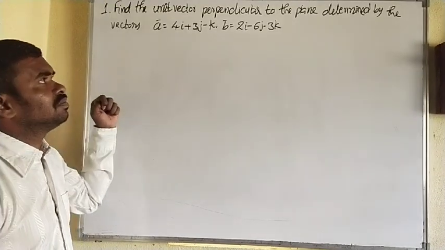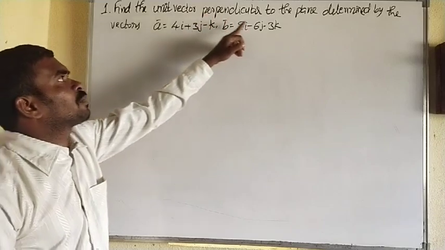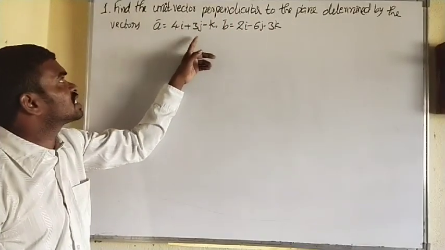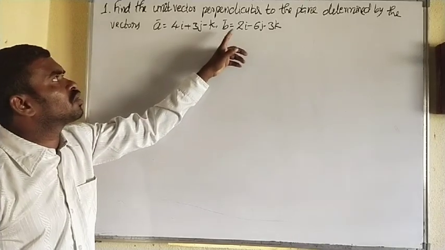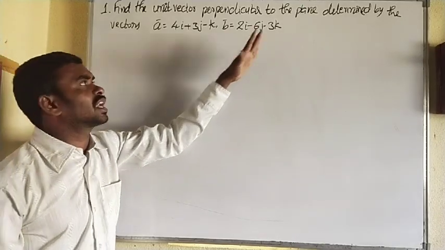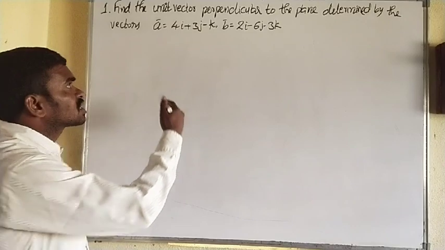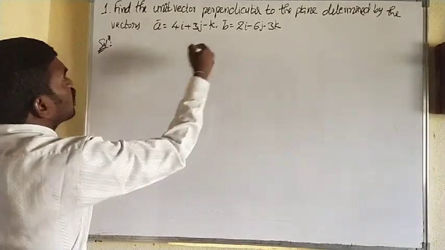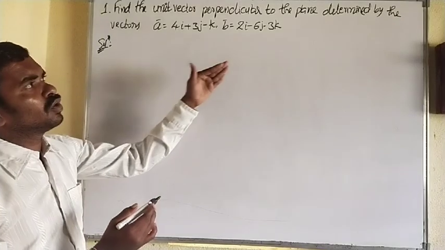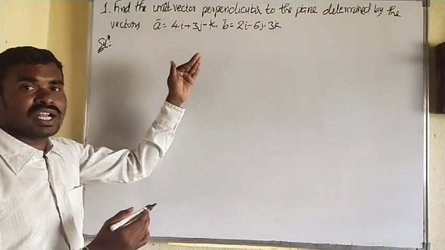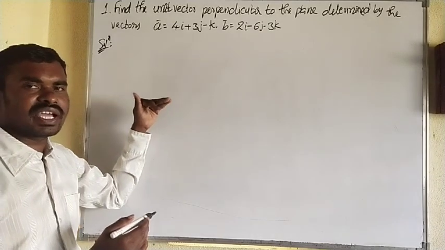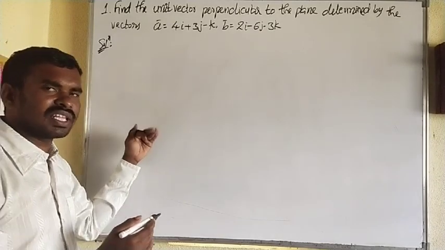Take the first problem. Find the unit vector perpendicular to the plane determined by the vectors A bar equal to 4i plus 3j minus k, B bar equal to 2i minus 6j minus 3k. We have already done this in 4 marks, and again I am saying you can do it. The unit vector perpendicular to both A and B is plus or minus A cross B by modulus A cross B.